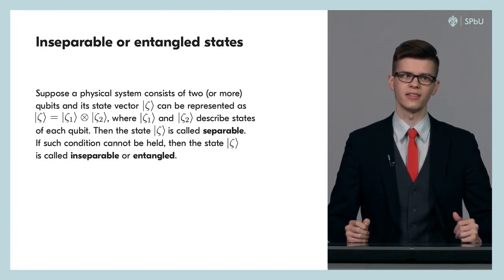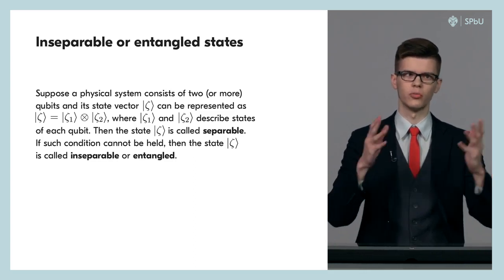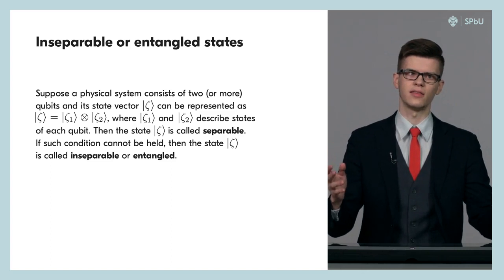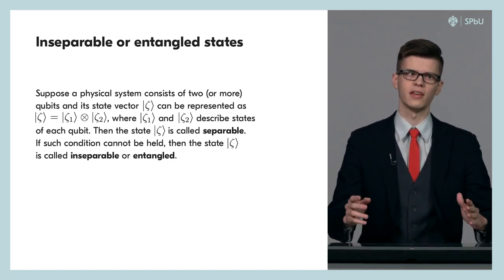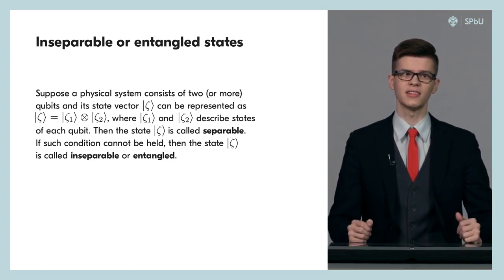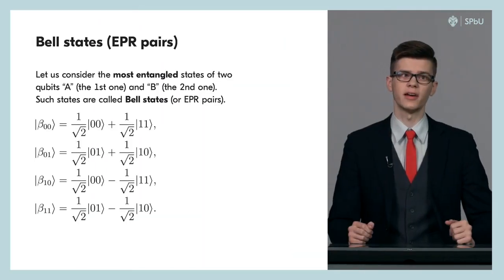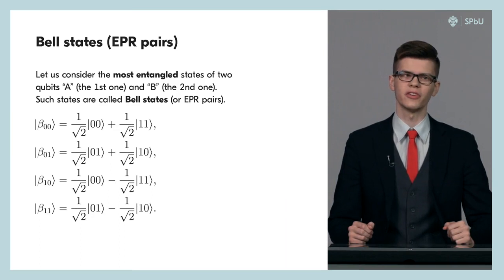pure entangled states. We recall our first formal definition. If one has a physical system of several qubits being in pure states, and the system's state vector cannot be represented as a tensor product of each qubit's state vectors, then such a state is called inseparable or entangled. Let us now consider a very representative example of two-qubit entangled states. For certain historical reasons we'll touch on later, these states are called the Bell states, or the EPR pairs.